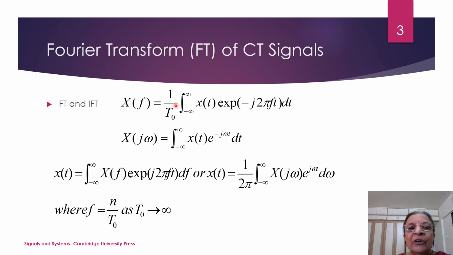The formula for Fourier transform is X of j omega equals integration from minus infinity to infinity x of t e raised to minus j omega t dt. And how to recover x of t? x of t can be recovered from X of j omega, and we can write it as 1 upon 2 pi integration from minus infinity to infinity X of j omega e raised to j omega t d omega. Right, so this is the formula for inverse Fourier transform, and this is the formula for Fourier transform. We can write it also in terms of the frequency, or we can write it in terms of j omega.